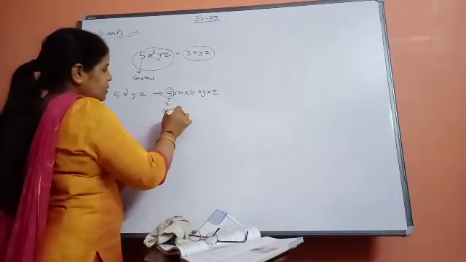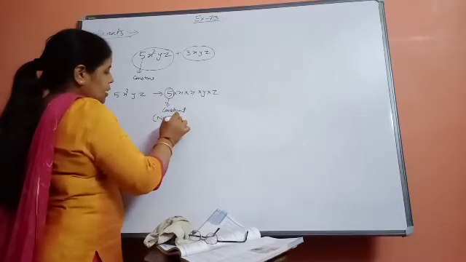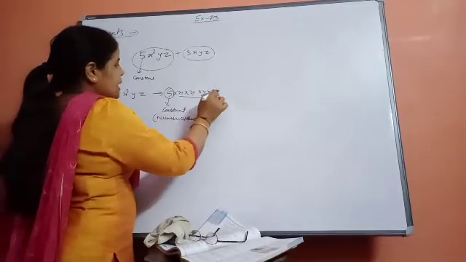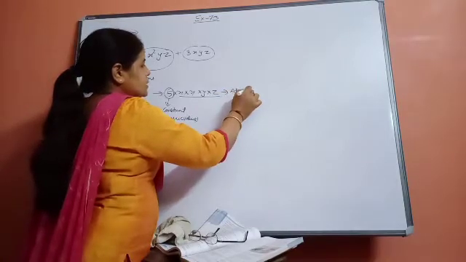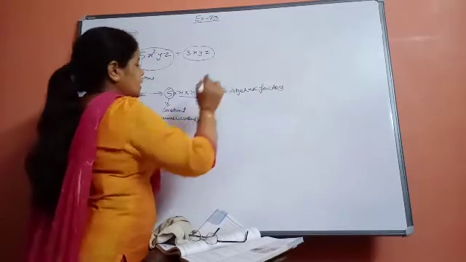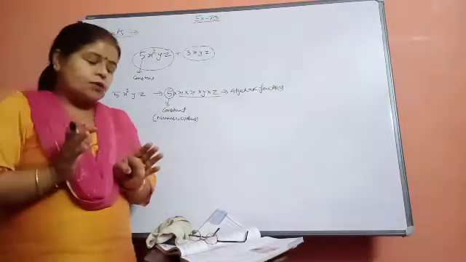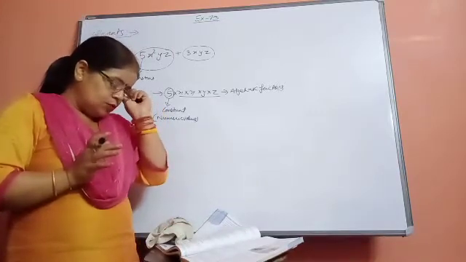Constant means numeric value. Numeric, you know, na? Arithmetic. Okay? And these are algebraic factors. Now what I would like to say, what do we mean by the coefficient? It is written on your page number 109. Now I am going to read that.